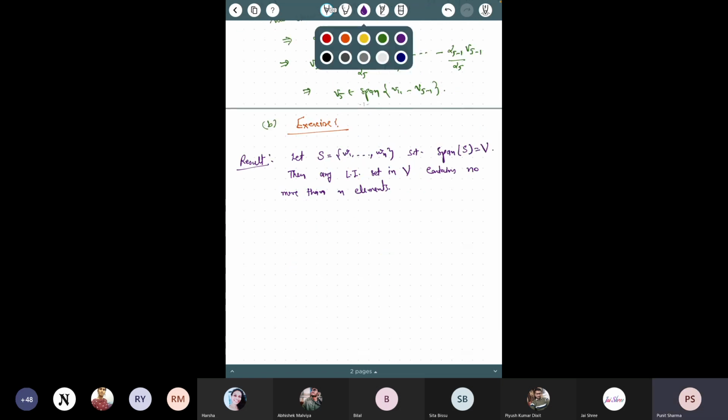Now you give me some idea for this. What is given? You are given a vector space V. You are given a finite set which is also a spanning set of V. Then you have to prove that any linearly independent set in V cannot have more than n elements. Now how to prove this one?